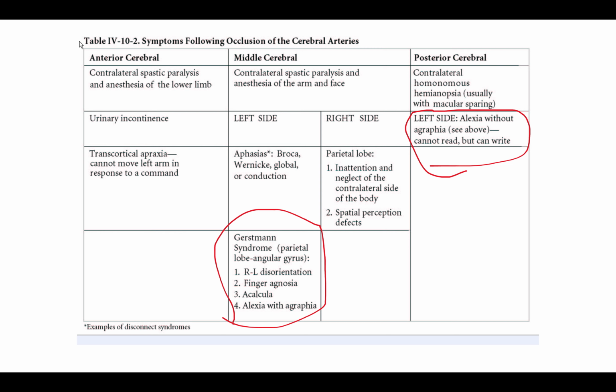This is just kind of a chart. You'll have to go through it. I'm not super great with your cerebral artery strokes and ischemias.